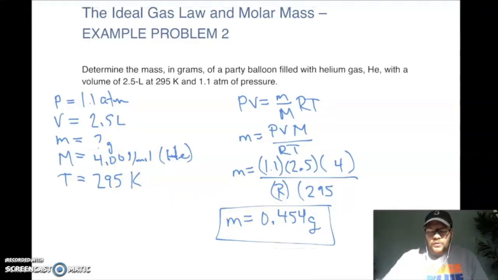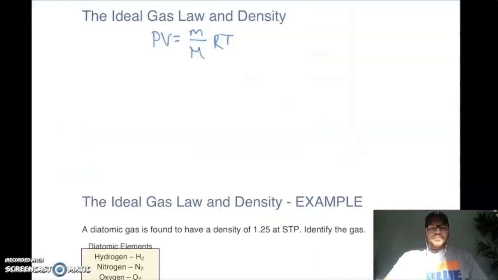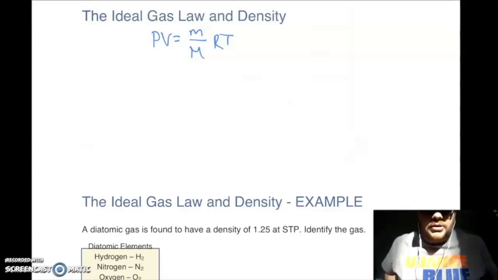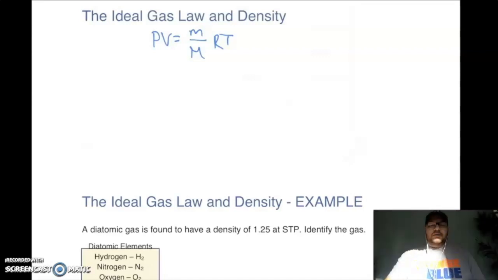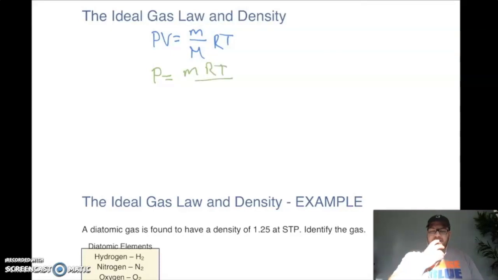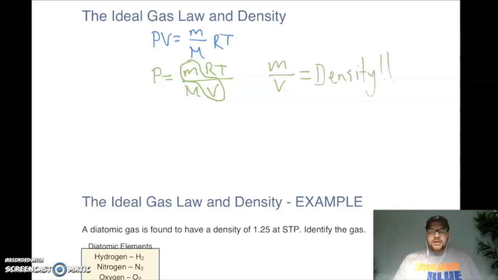All right, so moving forward, next order of business we're going to talk about is the ideal gas law and its relation to density. So I'm going to start with our modified ideal gas law. PV equals mass over molar mass times RT. I see the sun is setting, so my lighting is getting all messed up now. But I'm going to go ahead and rearrange this. I'm going to move volume over so that we have mass over volume. And mass over volume is density. So that means density does actually appear in the ideal gas law.